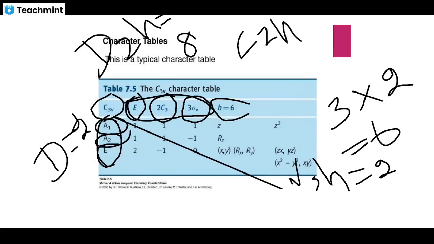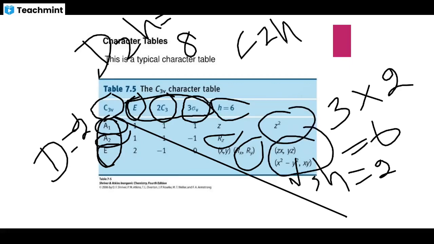The Rz, Rx, Ry are rotational axes. Rx is rotation about the x-axis, Ry is rotation about the y-axis, Rz is rotation about the z-axis. X, Y, Z are translational. So x means translation about the x-axis, y means translation about the y-axis, z means translation about the z-axis. This is the z square orbital. These are like d orbitals. You should know all this, because the questions are based on this.